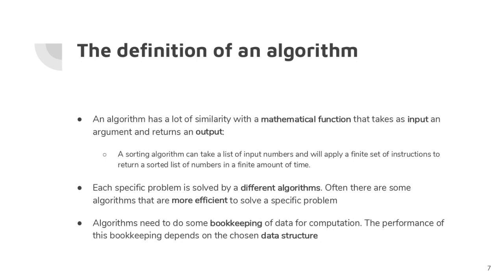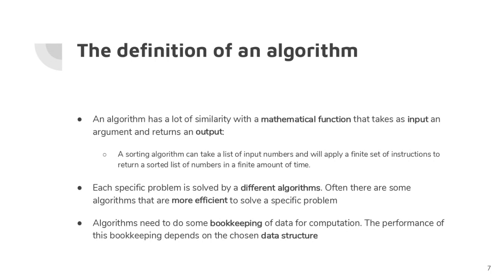So that's an example for a sorting algorithm. So there are different types of problems, and each specific problem is solved by a different algorithm. And often, for one task, there are several variations, so several algorithms that solve the same problem, but one of those solutions or one of those algorithms is more efficient than the other one. And that's what we're going to look into today.